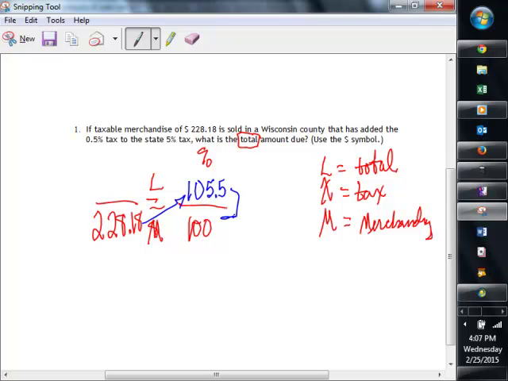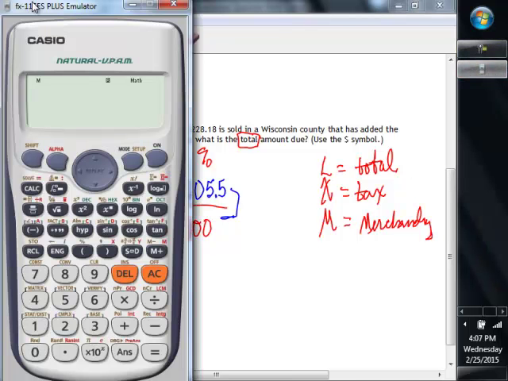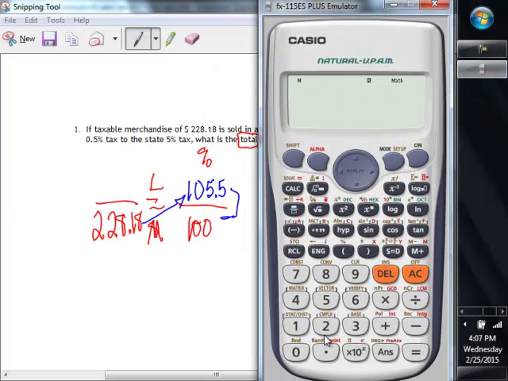Now when we cross multiply and divide, let's see here, calculator, 228.18 times 105.5 divided by 100 is $240.73.